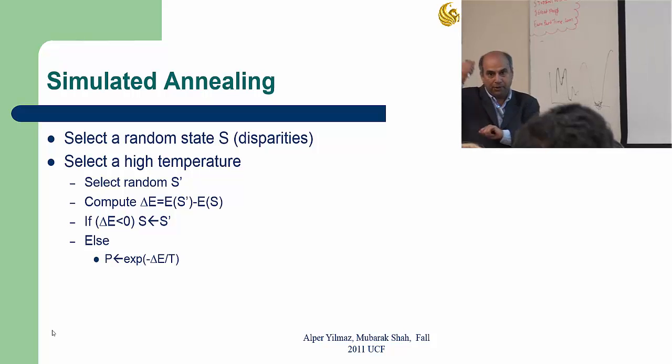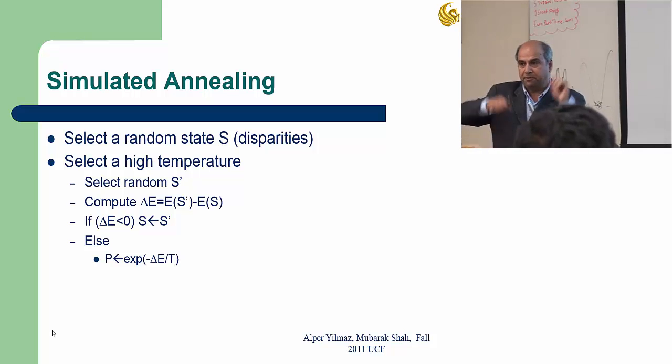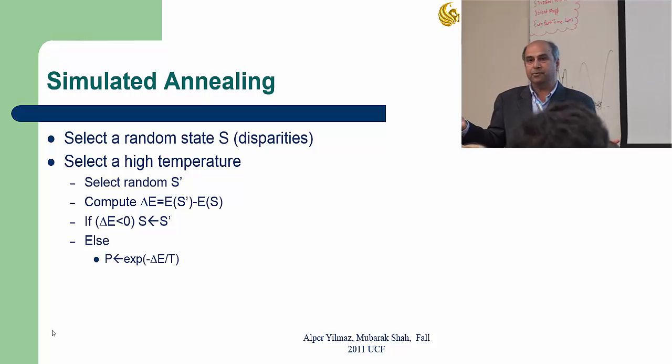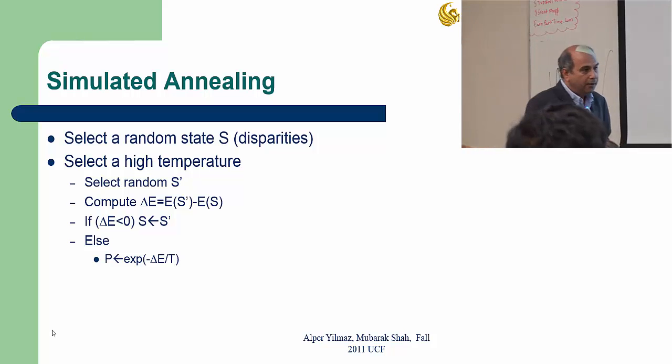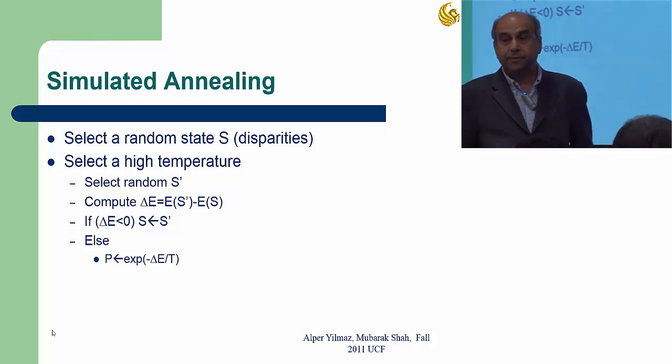And these jumps will depend on temperature. In the beginning we'll do lots of jumps because the temperature is very high, and then we slow down and do fewer jumps, and that is called simulated annealing. Again, it is a very simple, intuitive method, but that works.